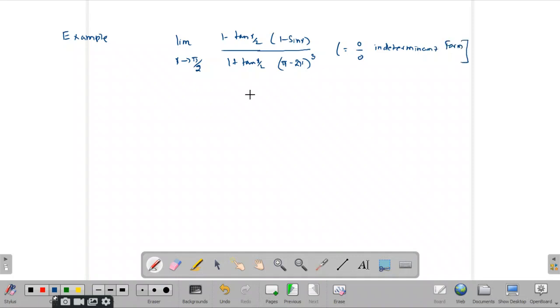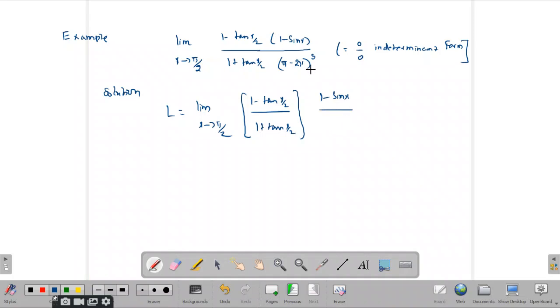Okay, to avoid the indeterminate form, let us take L equal to limit as x approaches pi by 2. Dear student, the (1 minus tan x by 2) divided by (1 plus tan x by 2) can be taken together, into (1 minus sin x), divided by, we take 2 power 3 completely outside, 8 into (pi by 2 minus x) whole power 3.